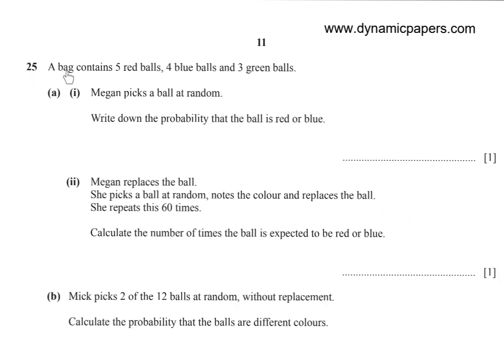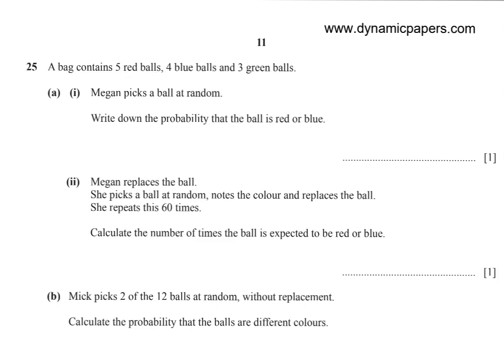Number 25. A bag contains 5 red, 4 blue, and 3 green balls. Megan picks a ball at random. Write down the probability that the ball is red or blue. Number of red or blue, 5 plus 4, 9, and the total, 5 plus 4 plus 3, which is 12. So 9 out of 12.